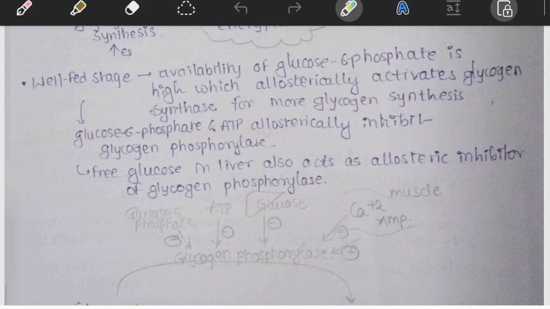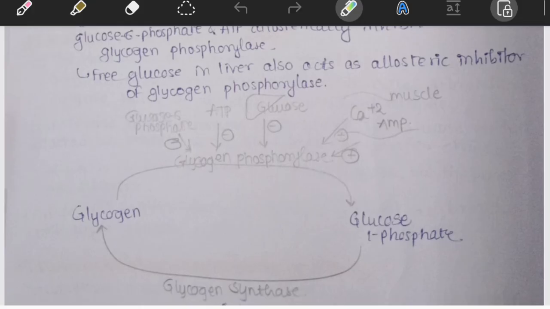Here's the role of free glucose in the liver. Free glucose itself acts as an allosteric inhibitor of glycogen phosphorylase. Why? Because if glucose is already high, liver glycogen breakdown stops automatically.